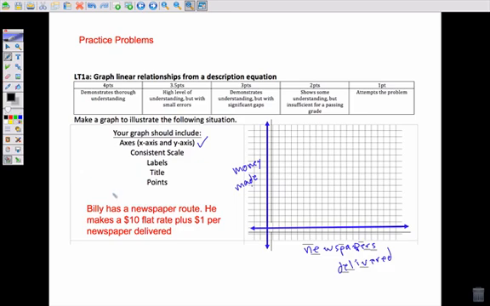So again, we'll look at scaling it. I'm just going to go by ones on the x-axis for newspapers delivered. And here on the y-axis, I will scale it by 2s. You can scale it by 1s if you want. I just want to do it by 2s, so I make sure that I have plenty of room for everything to fit on here.